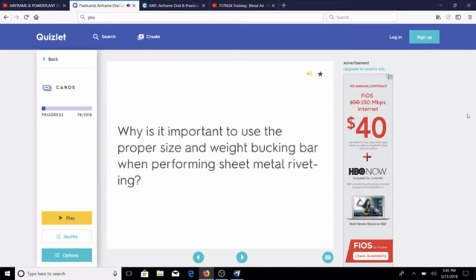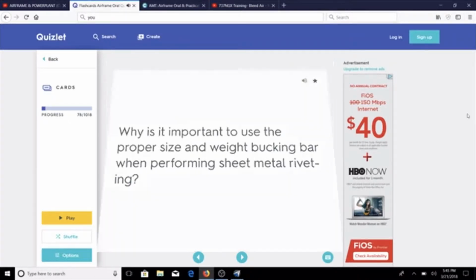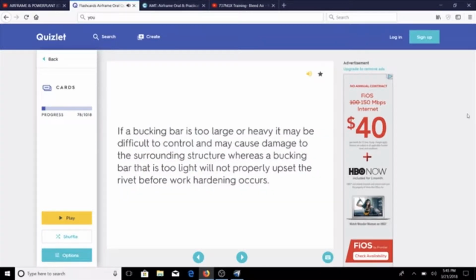Why is it important to use the proper size and weight bucking bar when performing sheet metal riveting? If a bucking bar is too large or heavy, it may be difficult to control and may cause damage to the surrounding structure, whereas a bucking bar that is too light will not properly upset the rivet before work hardening occurs.